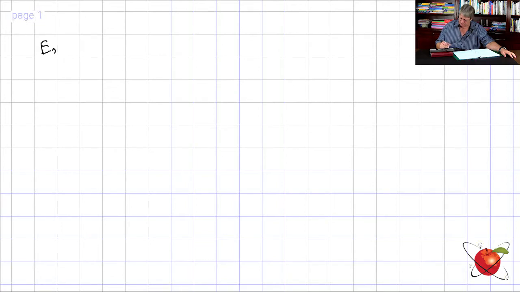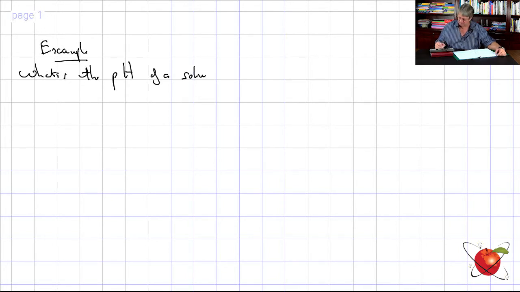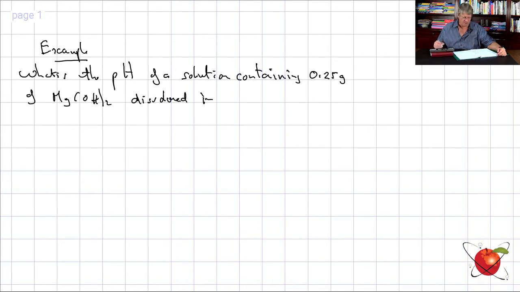Here is another example. In this example, they ask us, what is the pH of a solution containing 0.25 grams of magnesium hydroxide, Mg(OH)2, dissolved in 0.5 decimeters cubed of water? Okay? Now, let's just take this as an example.